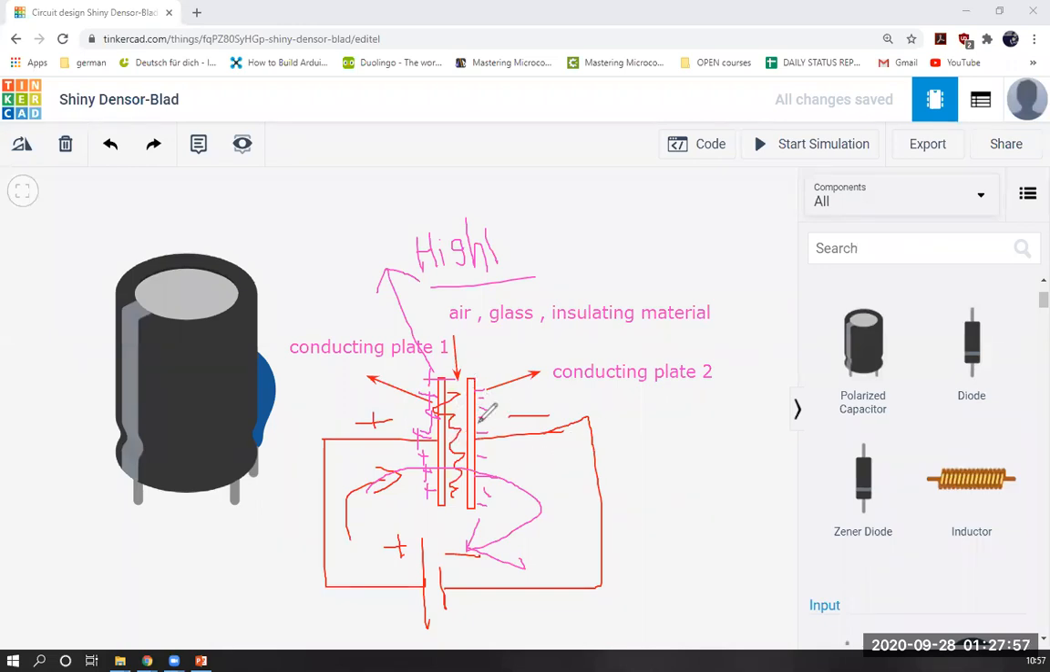So this is a very simple explanation I'm giving you. Just remember it has two plates, and we give it a supply, and we have a gap here. When we supply it, the charge is stored here. When the charge becomes very high, it passes through the gap. Simple, nothing else.